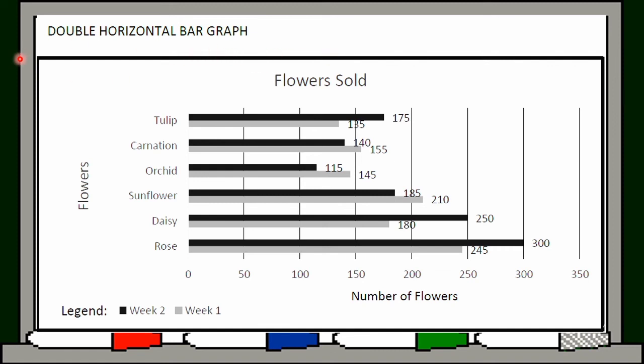Okay, so the one earlier is a vertical bar graph, a double vertical bar graph. Now, it is a horizontal bar graph. Of course, here is the title of our bar graph, and our variables have switched places. Earlier in the double vertical, the y-axis had the number of flowers and the x-axis had the name of flowers. In this horizontal bar graph, they are switched. Here is the name of flowers, and at the bottom is the number of flowers sold.